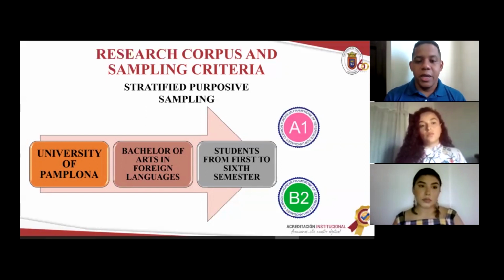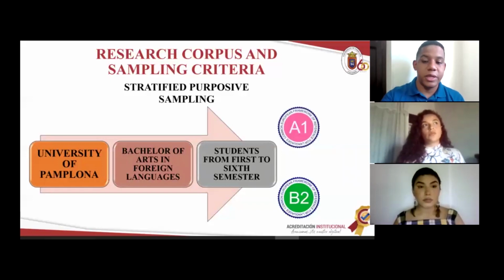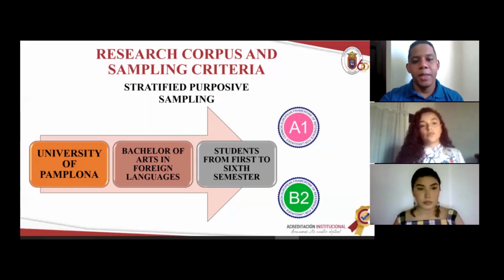And later, after the division, we select a small group of students that will study through the method and instrument that are going to be explained later on. This study will be implemented, as we said before, at the University of Pamplona at the Bachelor of Arts in Foreign Languages with the students from first to sixth semester.